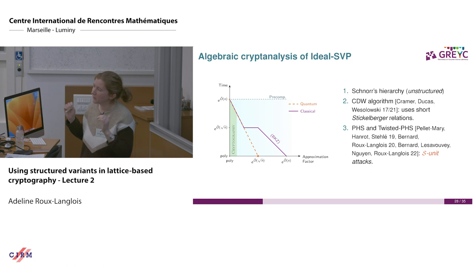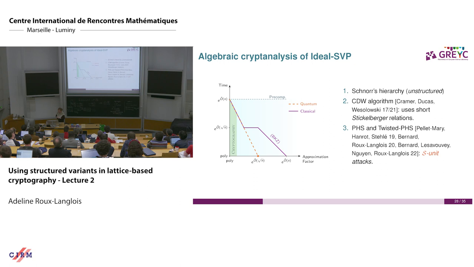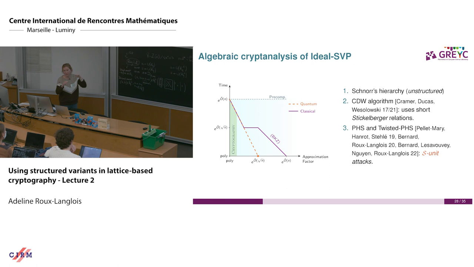You start with a pre-computation which is exponential, okay? And given this pre-computation, you will have those better timings. But those better timings you have to add them to the exponential pre-computation. So at the end, it's still exponential, okay?